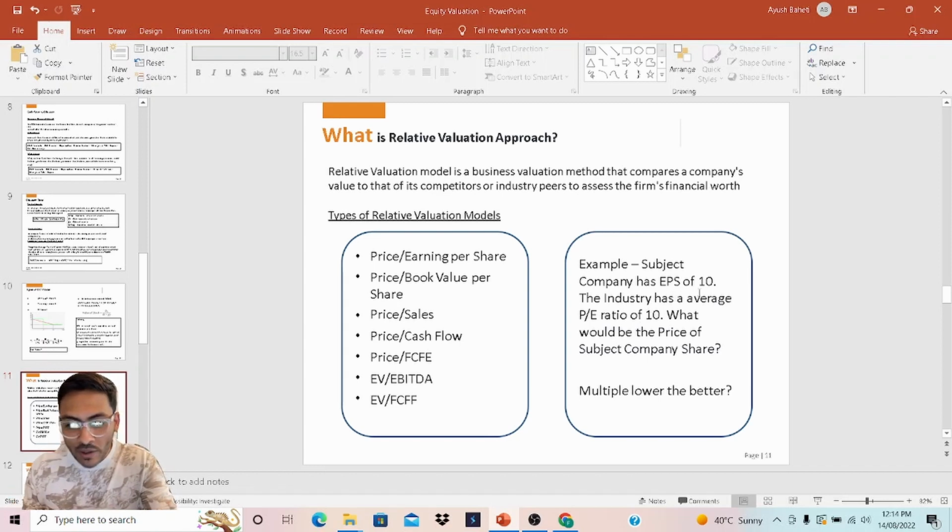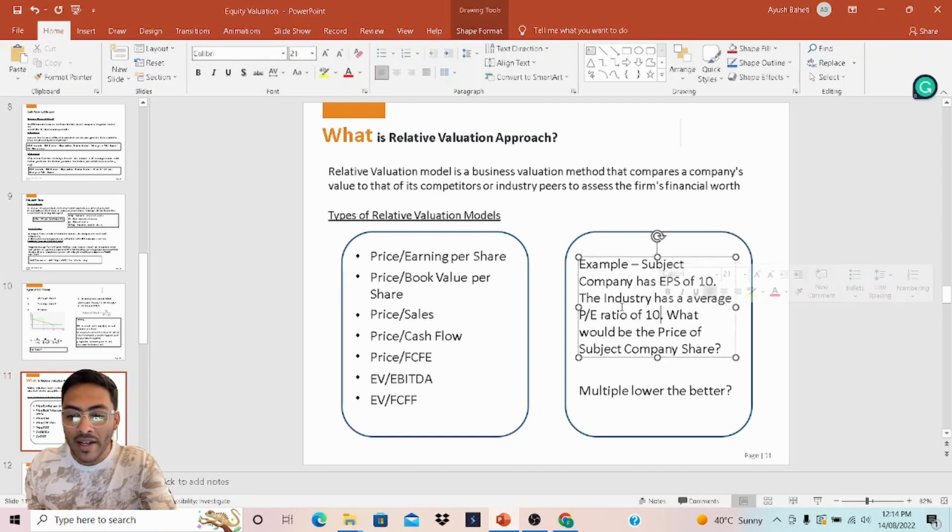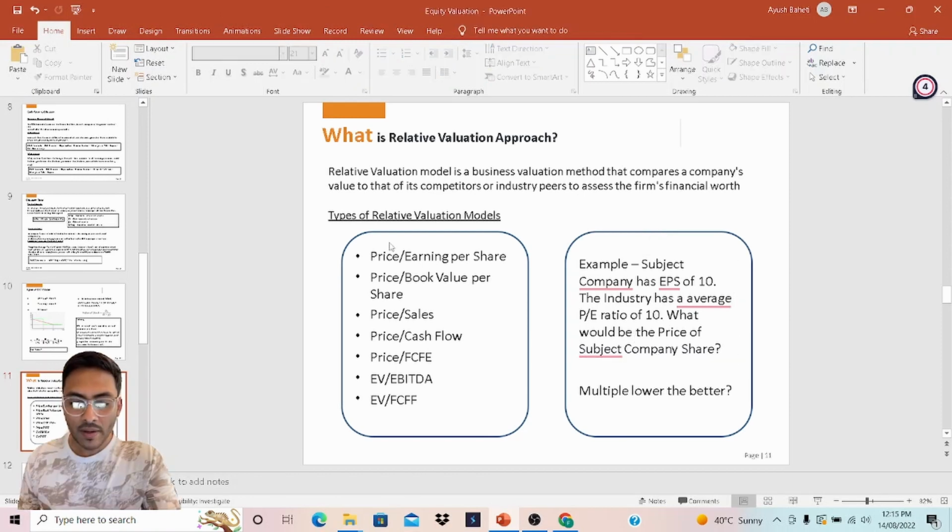So it has an EPS of 10. The industry has an average PE ratio of 10. So industry in our example is the tech industry. So an average PE ratio in tech industry is 10 and our EPS is 10. So what would be the price of our company? That would be nothing but 10 multiplied by 10, which is 100. So 100 could be the price of our share. Okay, now let's go through what are the types of relative valuation models available.